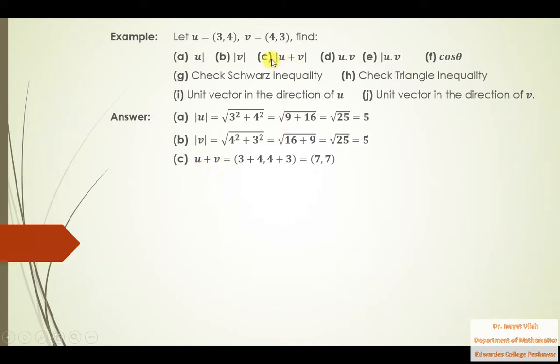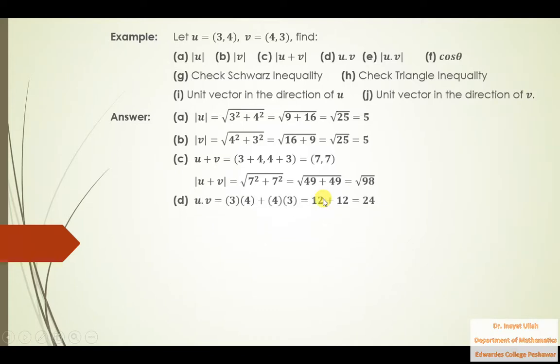But we need to find the magnitude of u plus v. So the magnitude of u plus v will be equal to the square root of first component square plus second component square. So that is the magnitude of u plus v. You can simplify this square root of 98 by calculating it on the calculator.